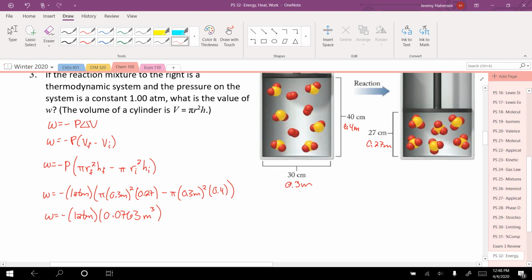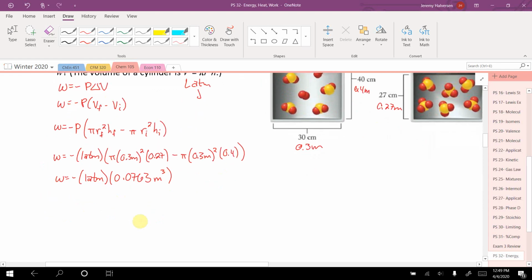Okay, but I don't care about meters cubed. We usually like our work in either liter atmospheres or joules. So I'm going to change these meters cubed to liters. I know that there's 1,000 liters in 1 meter cubed. And now I can do this math.